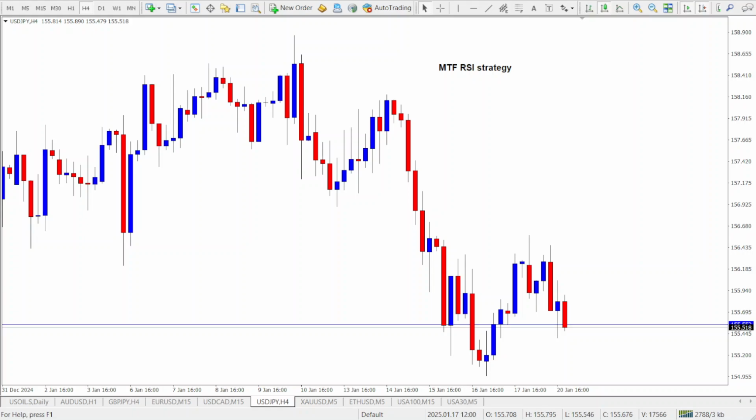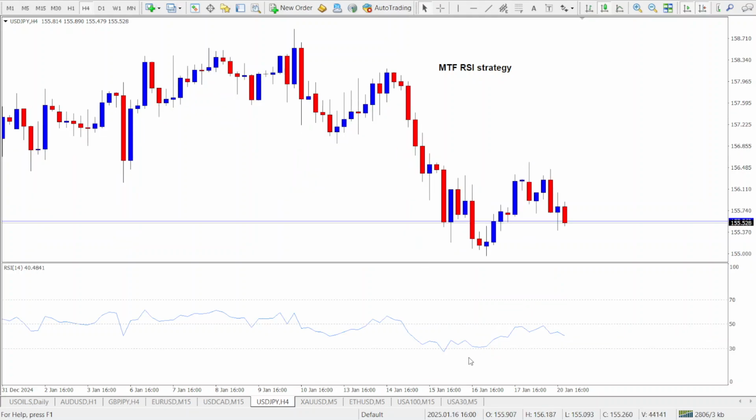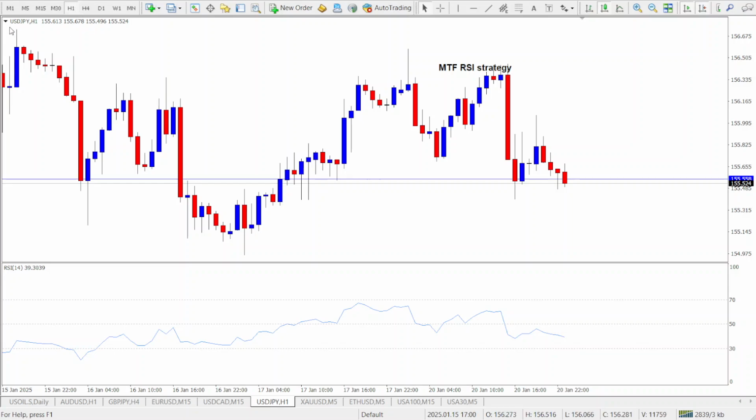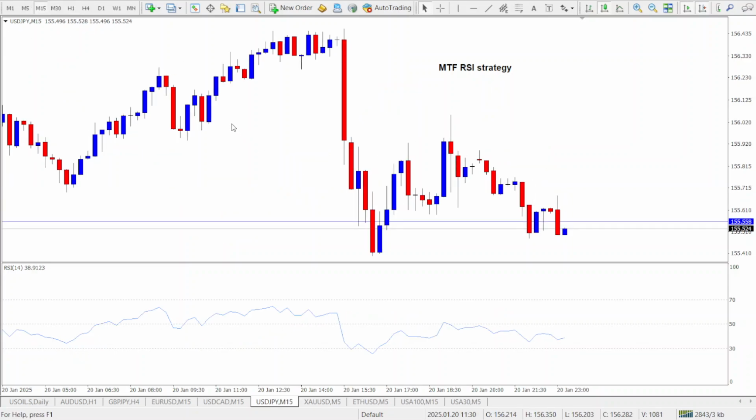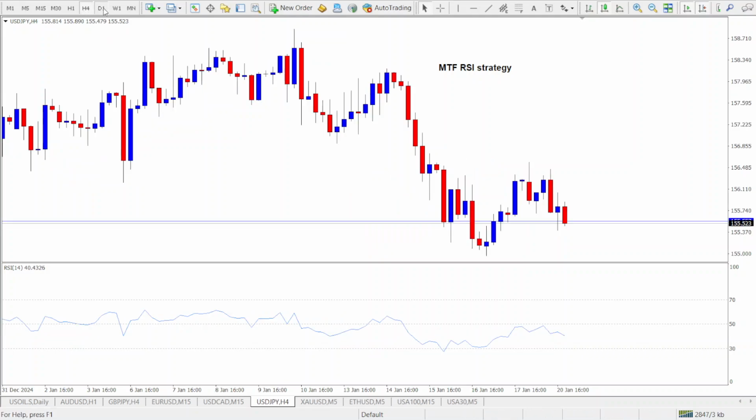The RSI is an indicator that measures the speed and change of price movement. I'm just going to add RSI to the chart right away. This indicator helps identify whether an asset is overbought or oversold, which can indicate potential reversals. The MTF aspect of the strategy simply means we use this RSI indicator across multiple time frames, such as combining a 1-hour chart with a 15-minute chart or a 4-hour chart with a daily chart.